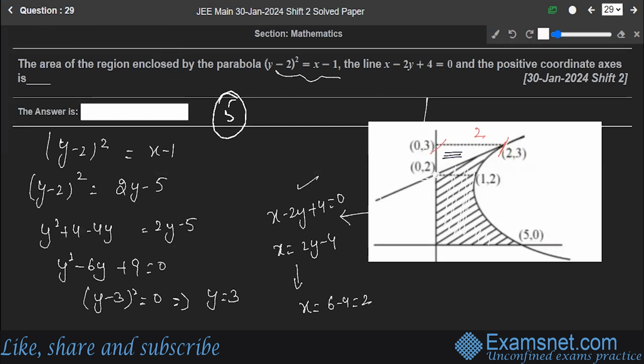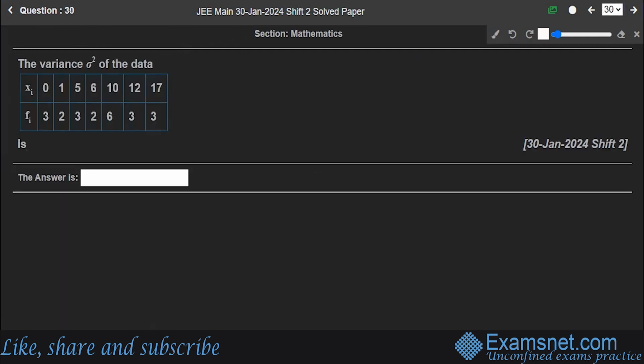And let's move to the last question of this paper, question number 30. So simple question, variance of this data. Very simple question indeed. Let's see, hope it turns out to be that simple only. So you have to find out the variance of the data. This is the data which is given to you, xi, and this is your frequency. First of all, variance is given by 1 upon n summation of fi xi square minus x bar, which is actually your mean, whole square. So I need to find out the n.